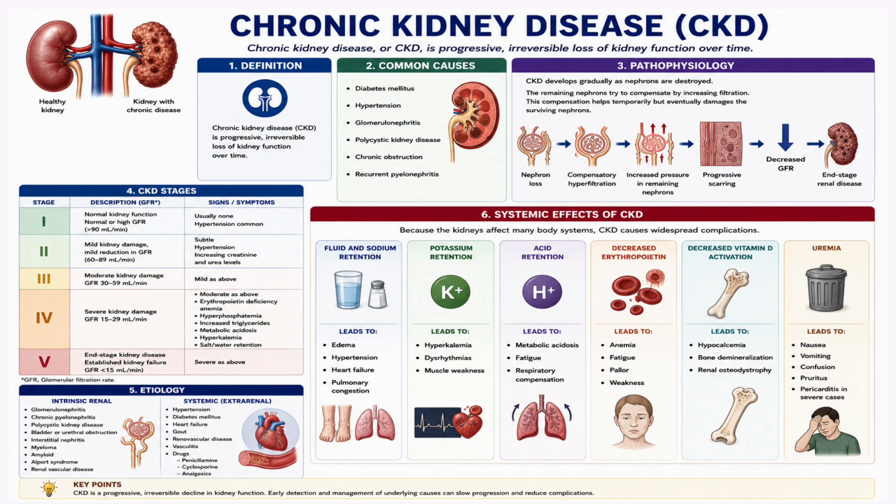Accumulation of waste products, because remember we said kidneys help excrete waste. Accumulation of these waste products results in uremia, which can affect nearly every organ system, because now you have these waste products in the blood. And where does the blood go? It circulates throughout your body, every part of your body.